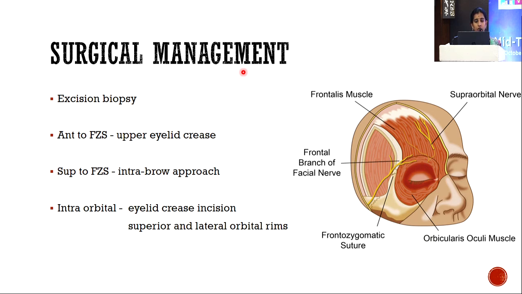But the most important thing is where the incision has to be given. If the mass is anterior to the frontozygomatic suture, usually the upper lid crease incision would suffice, which usually gets camouflaged. If the mass is superior to the frontozygomatic suture, a suprabrow or infrabrow approach. For intraorbital masses in the lateral orbit, between the lateral rectus and the lateral rim, instead of an eyelid crease incision, I usually do a lateral canthotomy with cantholysis.